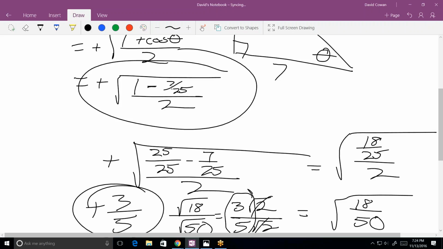And the best way to do that is just find a common denominator of 25, do what I did, and it reduces to 18/25 over 2, and then that nicely gets rid of the radical sign altogether, and we have a positive answer because we know theta over 2 is first quadrant.